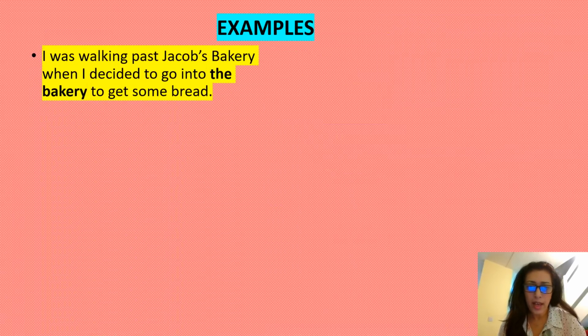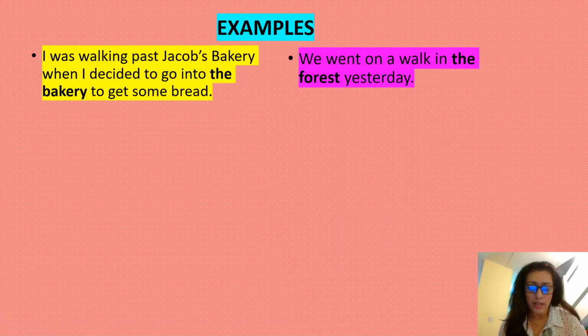So moving on to the examples now. The first one is: I was walking past Jacob's bakery when I decided to go into the bakery to get some bread. So here, using the is to refer to something which has already been mentioned. The second is: we went on a walk in the forest yesterday. Now here I'm using the in a sentence where we define or identify a particular person or object.